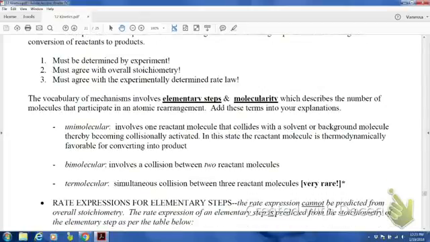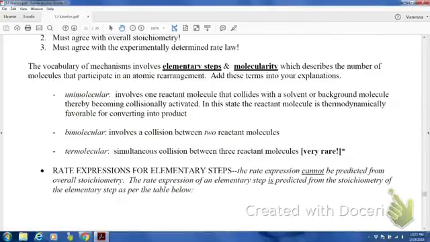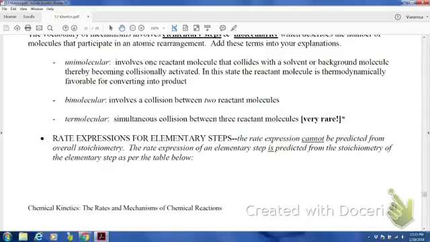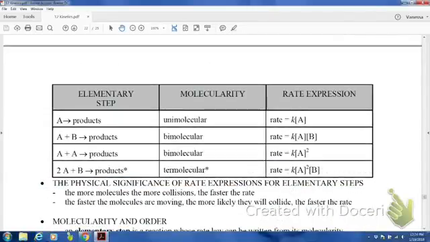There are a couple of kinds. One of them is unimolecular, which involves one reactant molecule that collides either with the solvent or the background molecule. Bimolecular means you've got two reactant molecules colliding, and termolecular means you have three or more, and they're very, very rare. Very, very rare to have termolecular. Okay? The rate expression can't be predicted from the overall stoichiometry, but the rate expression of an elementary step can be. Okay, just of that step.